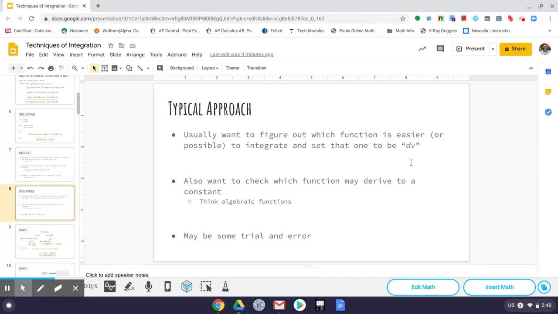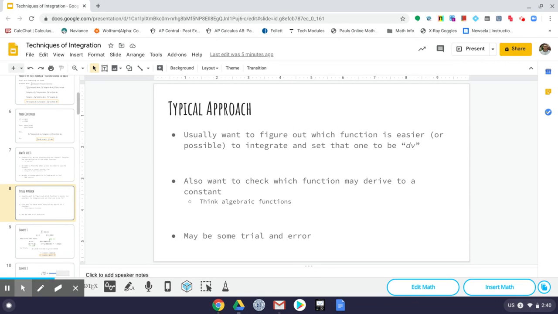So my typical approach, and I just kind of said this, was to figure out which one is easier to integrate and set that one up to be dv. Typically, we want to be able to do that. We need to integrate something, so I need to be able to integrate whatever I'm integrating. So we need to look at that. Can I integrate it? Is it easier to integrate?